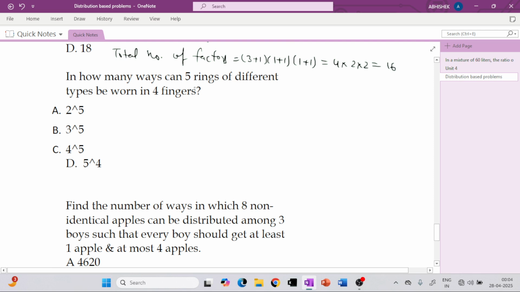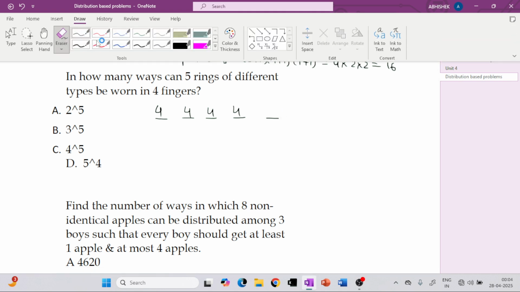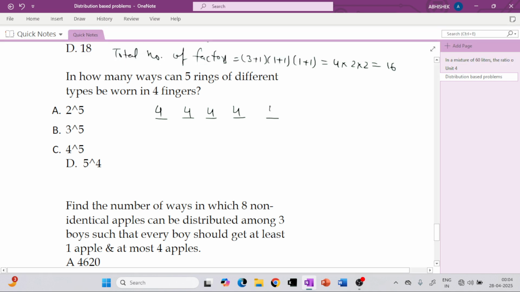So we can say that for each ring, 4 choices are there. So it will become 4 into 4 into 4 into 4 into 4, which means 4 raised to the power 5, which means 2 raised to the power 10, which means 1024. But the options are given in terms of powers, so the answer will be option C, 4 raised to the power 5.